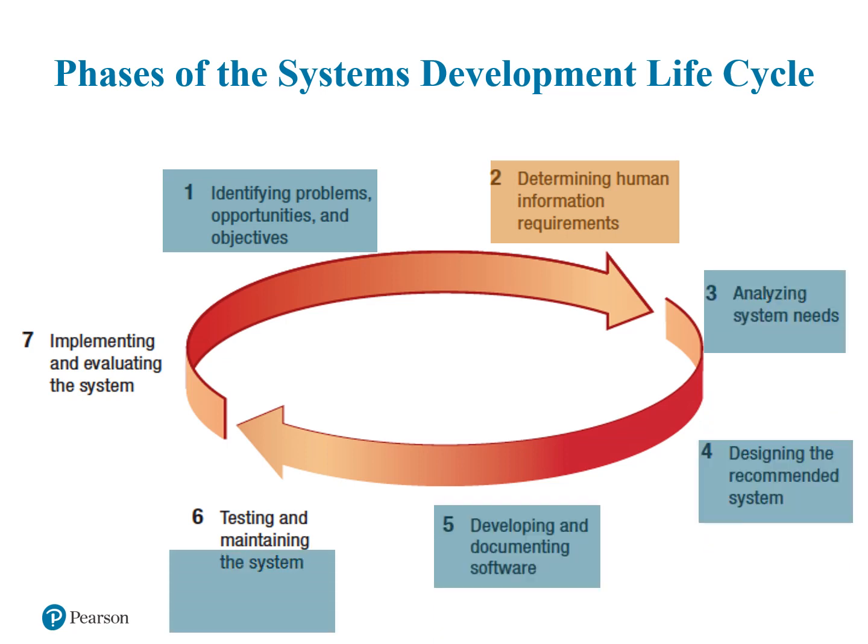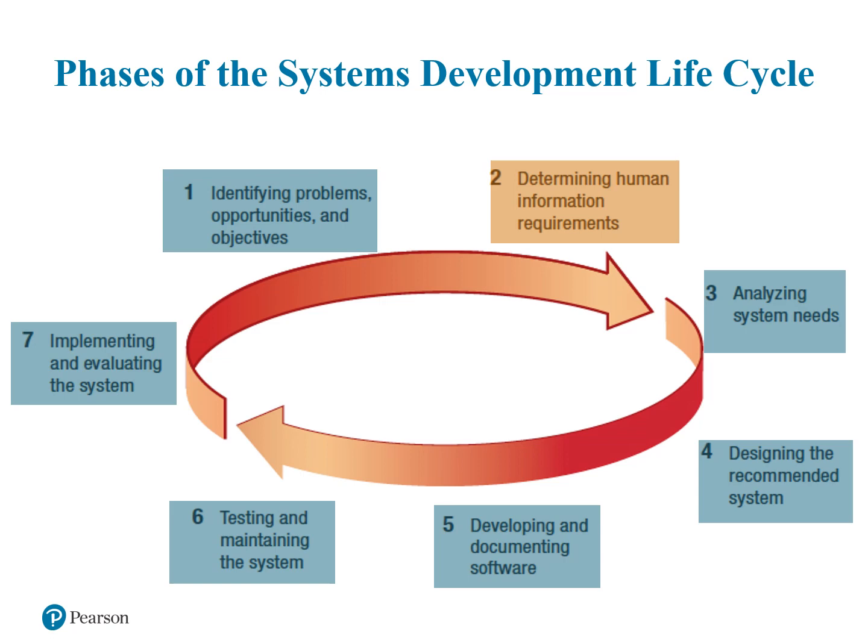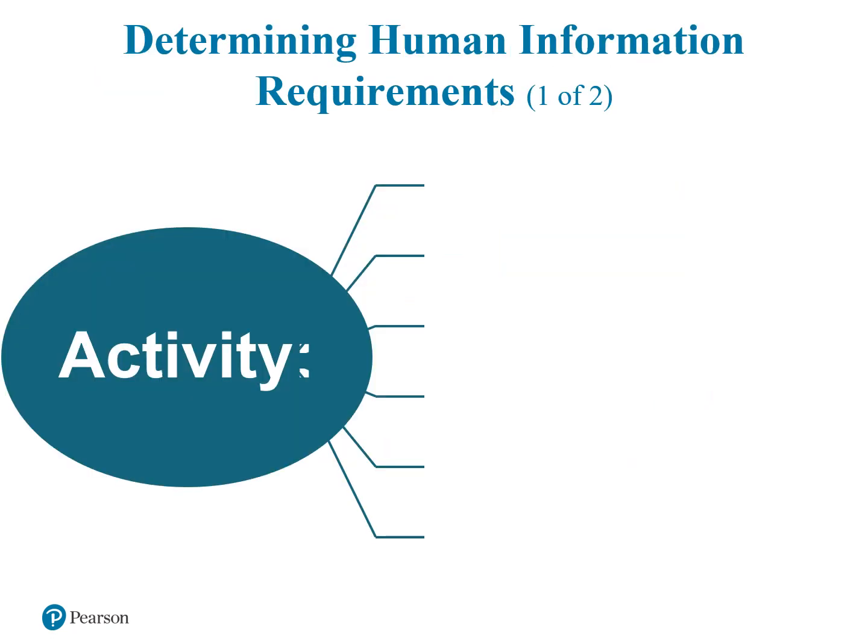So as we said, the whole chapters will be organized according to those 7 phases. So this week and also next week we will discuss the determination of human information requirements, which includes the information gathering and so on.